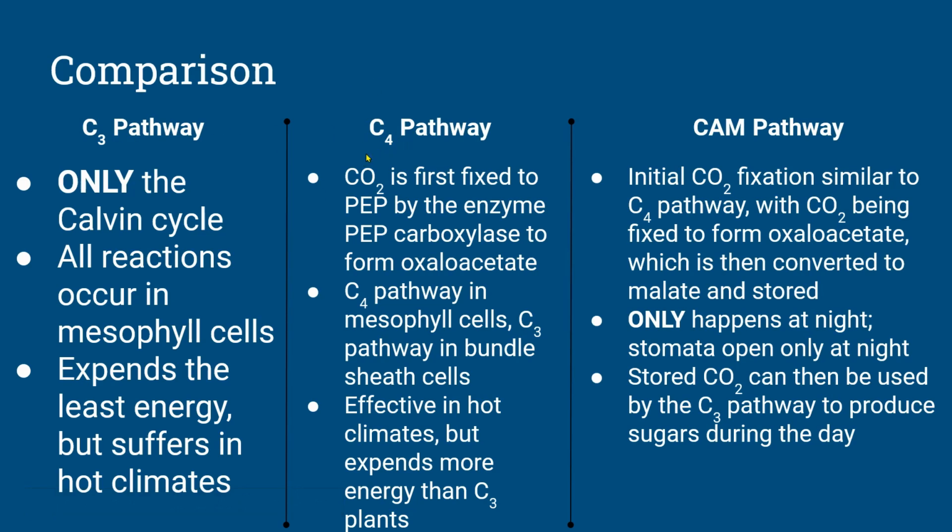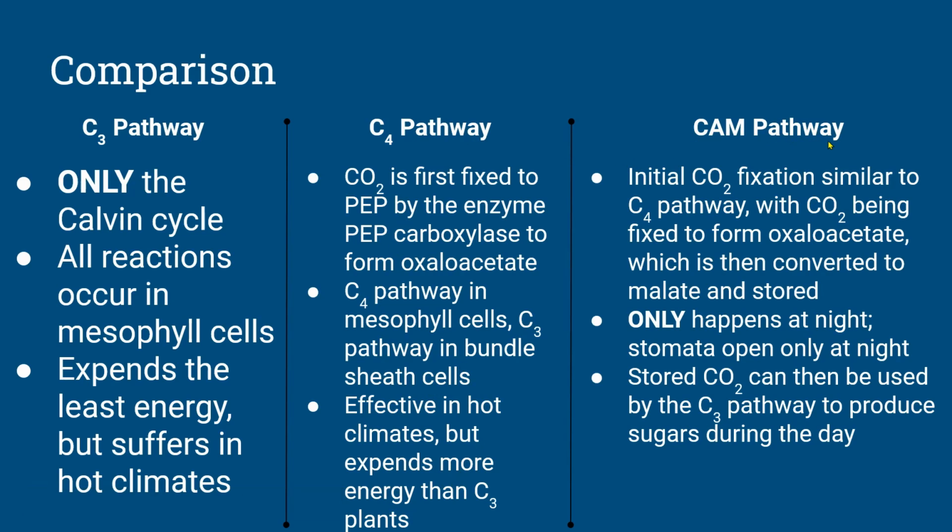C4 pathway, CO2 is first fixed to PEP by this very powerful enzyme, PEP carboxylase, right? To eventually be stored as these 4-carbon molecules, right? The C4 pathway occurs in mesophyll cells, right? Then the C3 pathway actually occurs in bundle sheath cells, right? So you have this pumping of CO2 to the bundle sheath cells for the C3 pathway. C4 plants are effective in hot climates, but expend more energy than C3 plants, so you don't really want to use it in moderate to low climates.